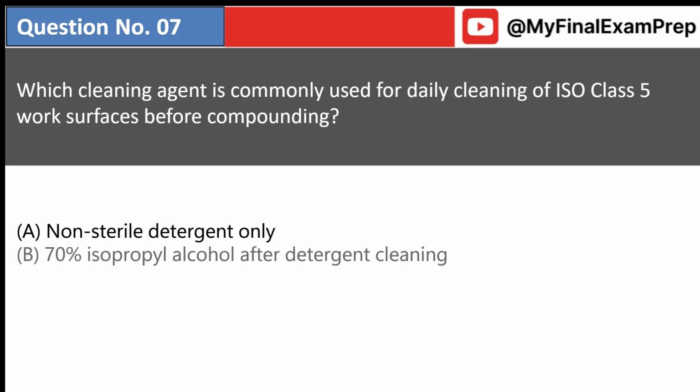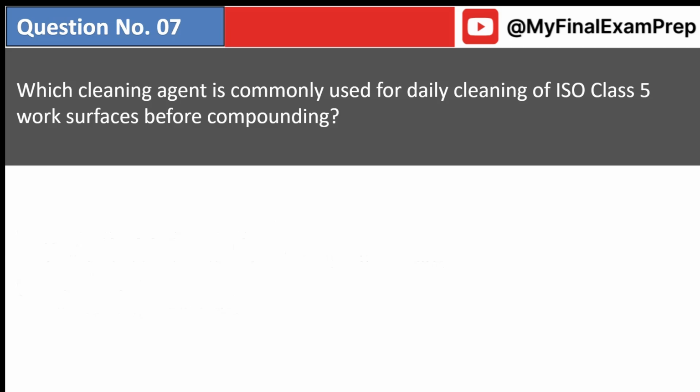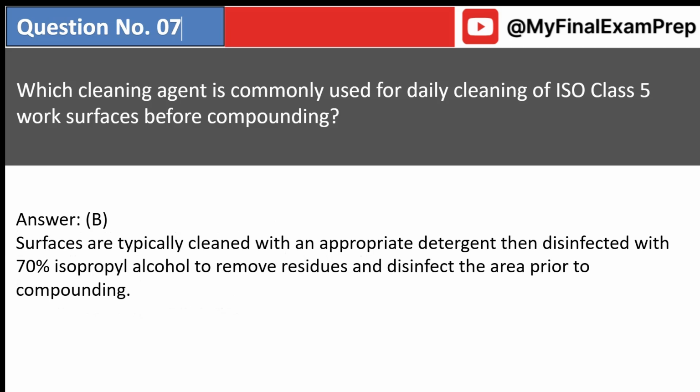Which cleaning agent is commonly used for daily cleaning of ISO Class 5 work surfaces before compounding? A. Non-sterile detergent only. B. 70% isopropyl alcohol after detergent cleaning. C. Plain water. D. Household bleach only. Answer B. Surfaces are typically cleaned with an appropriate detergent then disinfected with 70% isopropyl alcohol to remove residues and disinfect the area prior to compounding.